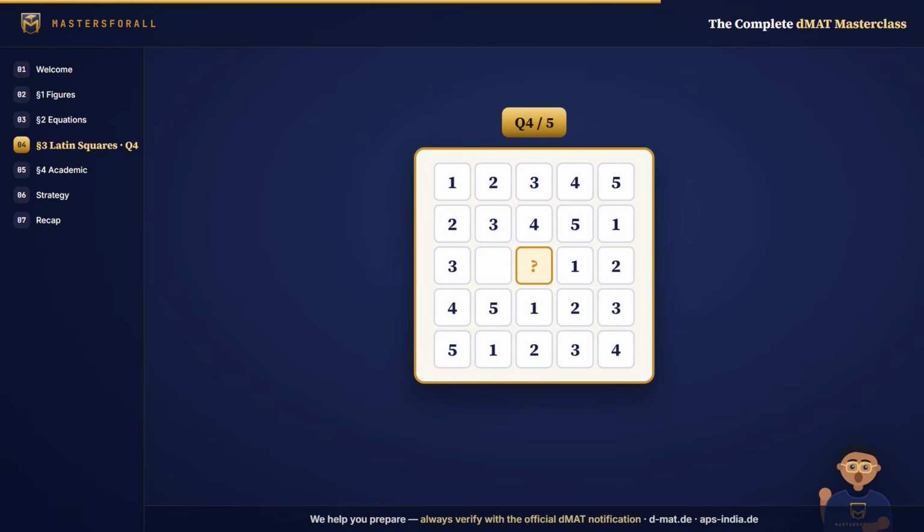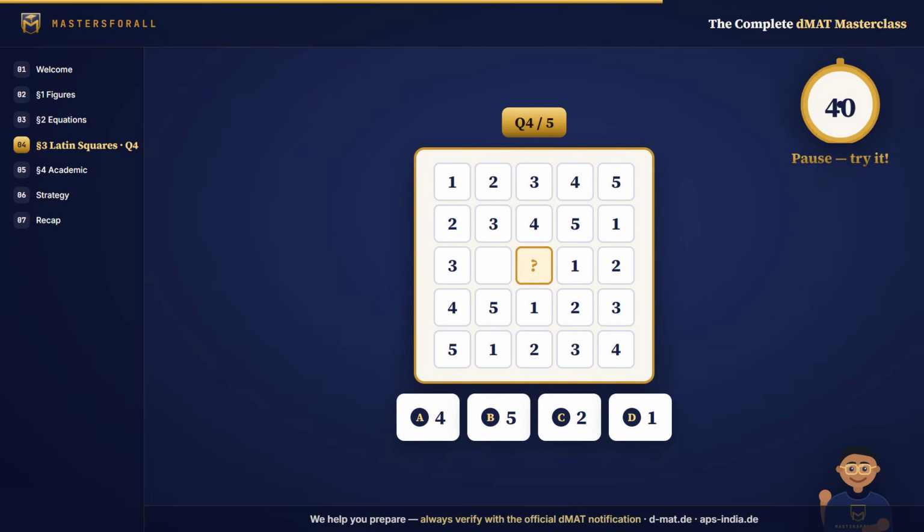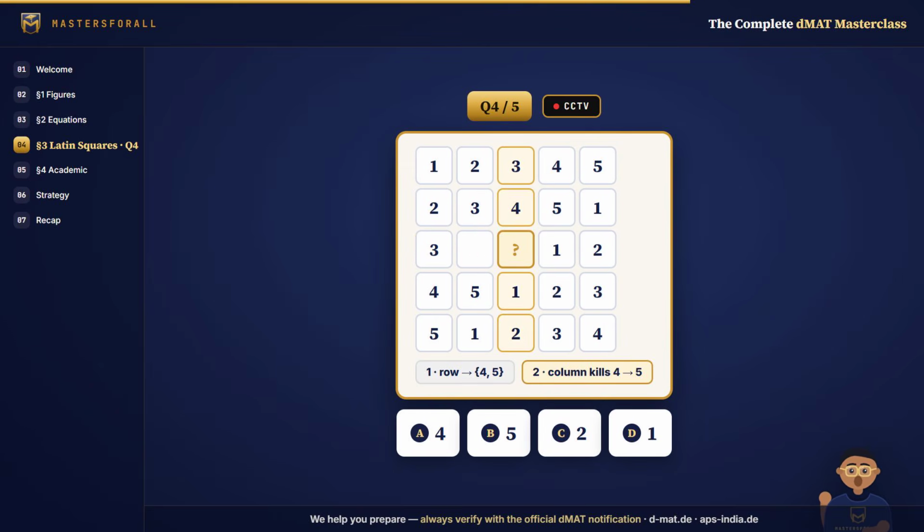5 by 5 now. Same rules, bigger battlefield. Don't panic. Scan, kill, survivor. The row is missing 4 and 5. The column already has a 4. Killed. 5 survives. The answer is B. Size never changes the method.